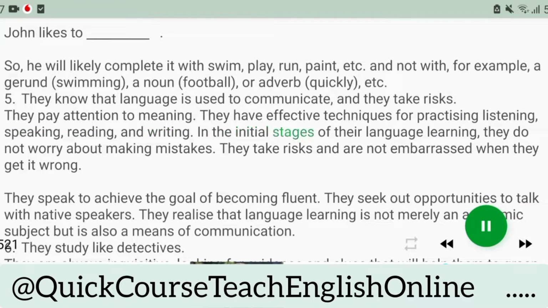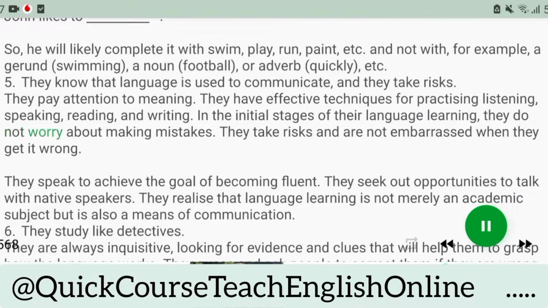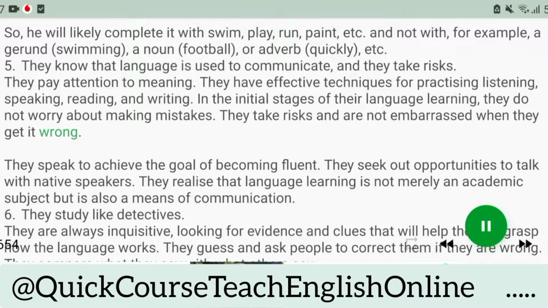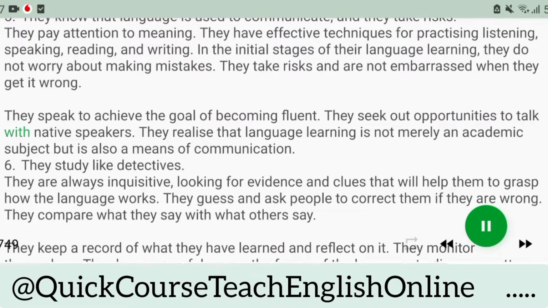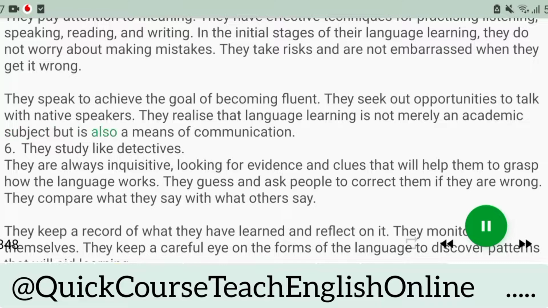In the initial stages of their language learning, they do not worry about making mistakes. They take risks and are not embarrassed when they get it wrong. They speak to achieve the goal of becoming fluent. They seek out opportunities to talk with native speakers. They realize that language learning is not merely an academic subject but is also a means of communication.